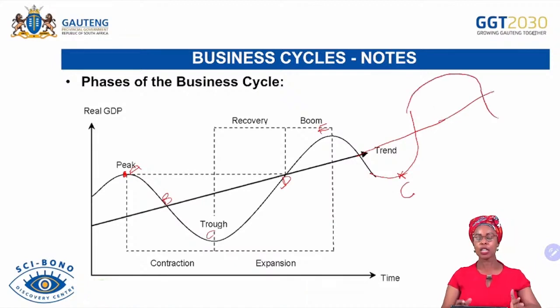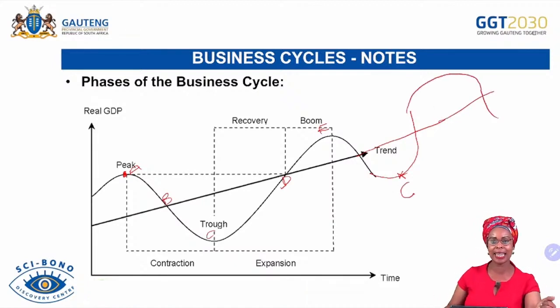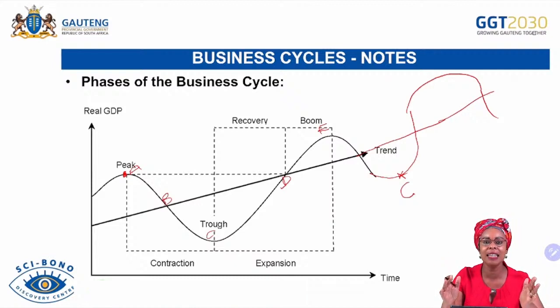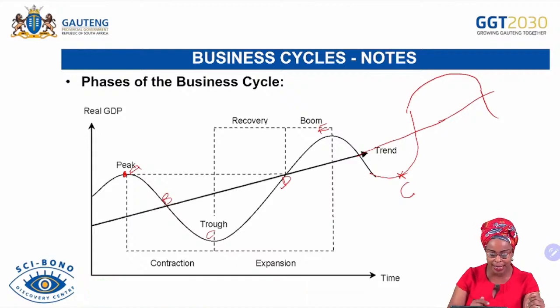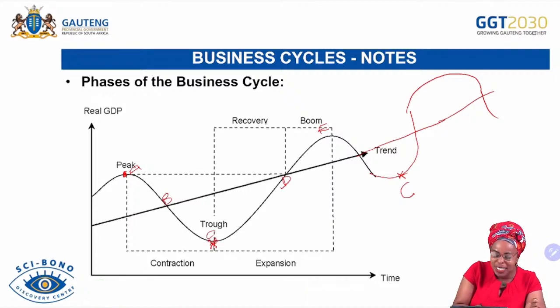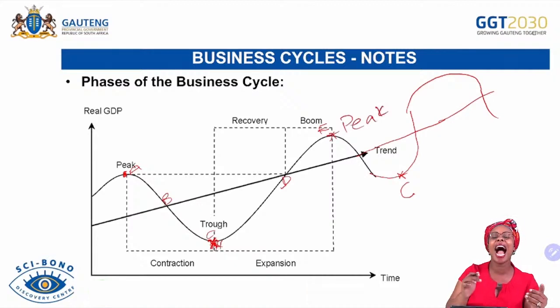Okay, so looking at this particular diagram, we want to see where the contraction phase or the downswing phase starts. The downswing phase will start at point A up to point C at the trough. This A up to C is the contraction phase or the downswing phase. From C, the trough, to point E, which is the peak, this is called the upswing phase or the expansion phase.